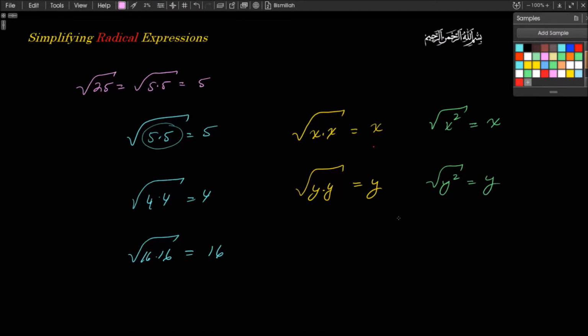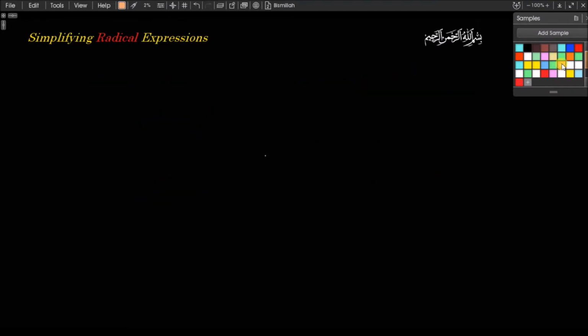In order to simplify radical expressions, we need to understand this. That is, the square root of x squared is x. The reason for this is this, conceptually. So, in order to simplify radical expressions, you have to know simple things like the square root of 25 is 5. The reason is because it's 5 times 5. That is, 25 can be written as 5 times 5. And from here, we understand that the square root of x squared is x.